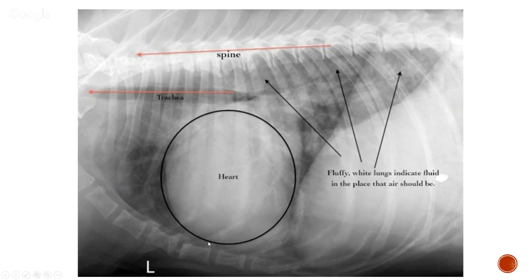And here's the heart. Doesn't the heart look a little fuzzy? There's fluid around the heart. It's difficult to see it. You can see that there's a heart shadow, but it is enlarged. This, by the way, I don't know what that is, but it's in the colon or the stomach. It's kind of hard to tell, but this is a metal density or a stone density. So I'm not sure what that is, but it's important to pay attention to that as well.